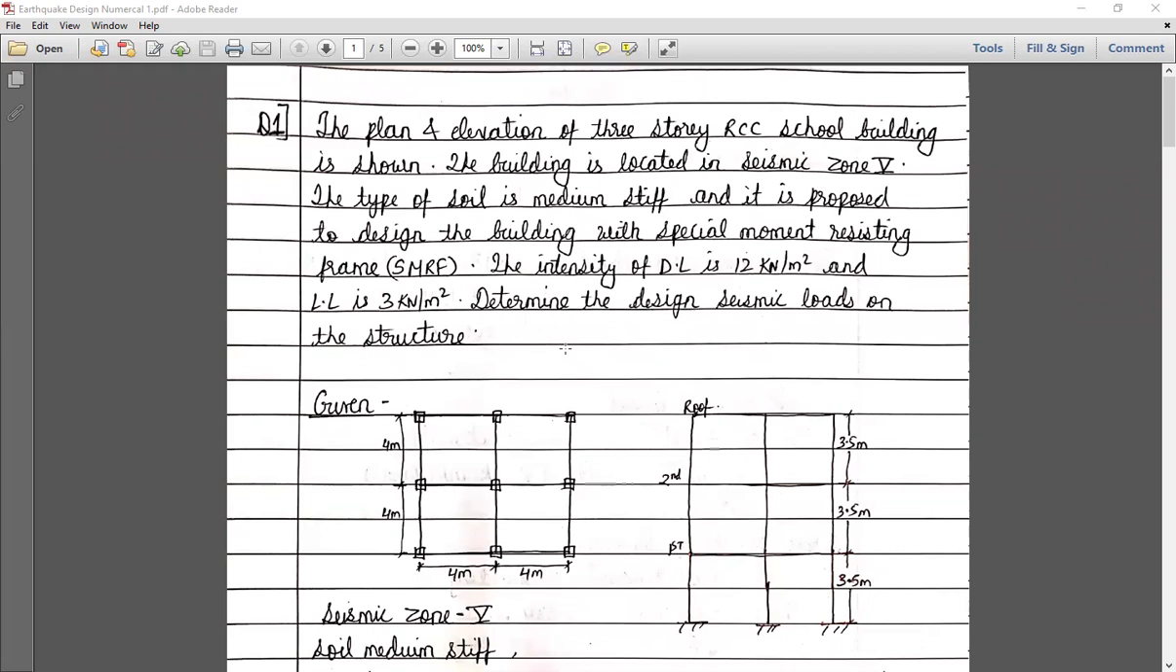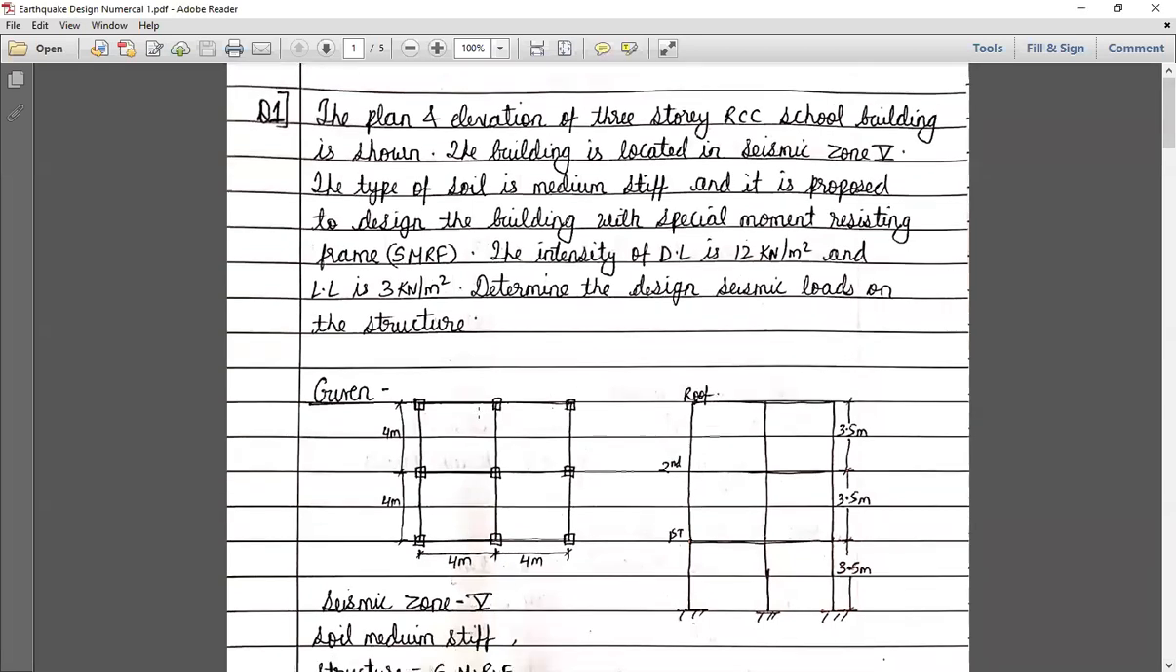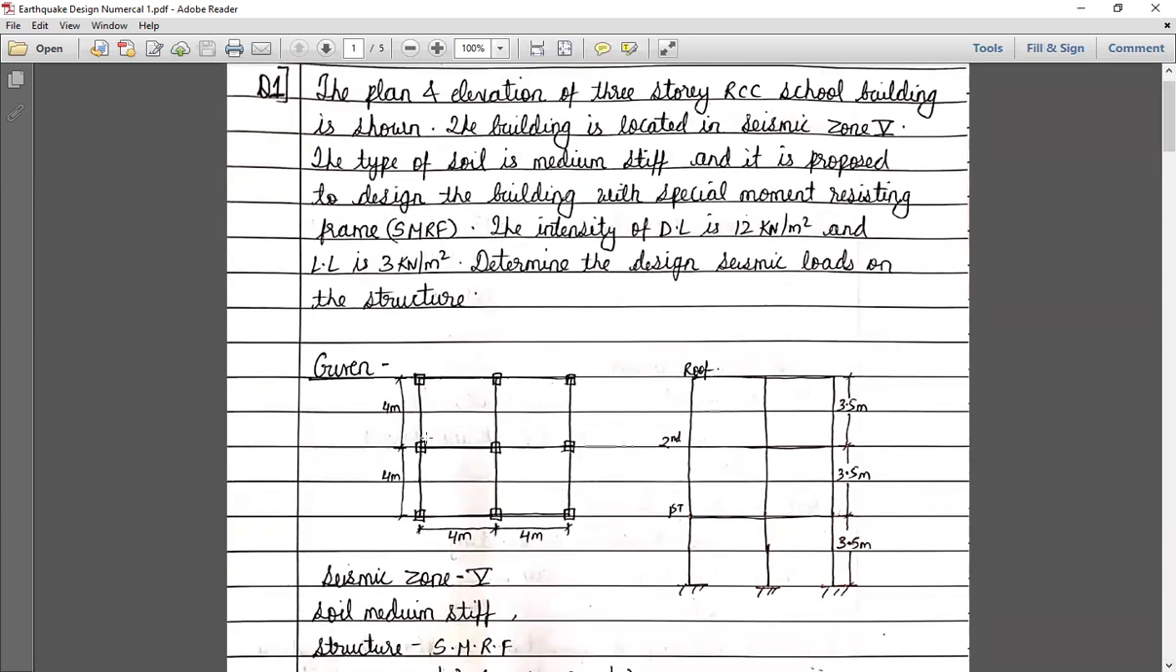Okay, so you can make a note of the problem so that you understand in a better way. So here this is given in the question. Okay, so this is the plan and this is the elevation. So here you can see the plan dimensions are 8 meters by 8 meters, and this is the elevation. So here you can see the height is 3.5 meter constant up to the roof. Okay, so this is ground, this is first, this is second floor, and this is the roof.